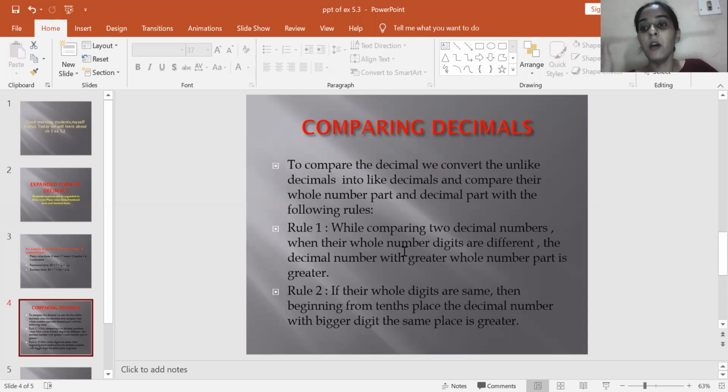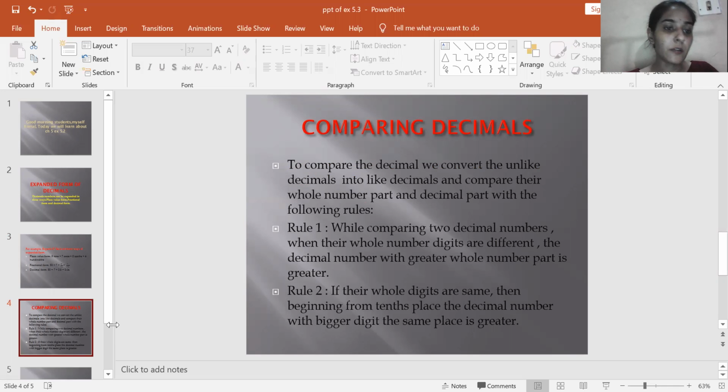Yes class, if you have two decimal numbers and suppose both whole numbers are different, then the one with the biggest whole number, that number is the greatest decimal number. Okay, now rule 2: if their whole digits are the same, then beginning from the 10th place, the decimal number with the bigger digit at the same place is greater. Yes class, if your whole places are the same, then we will check the 10th place. Whichever has the bigger digit in the 10th place is the greater decimal number.